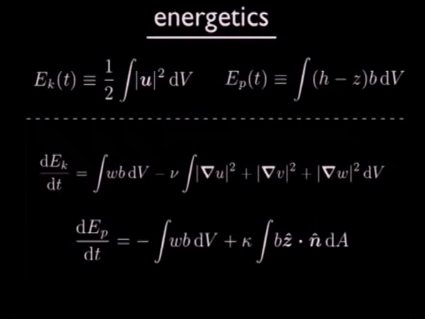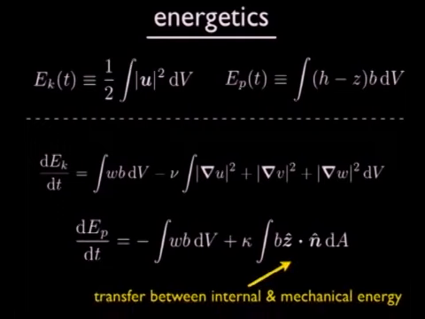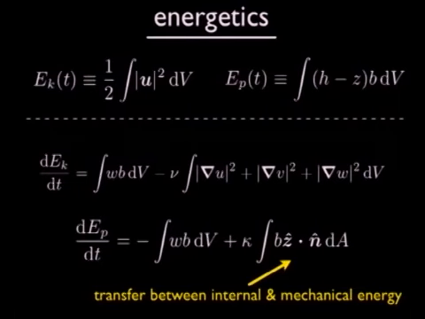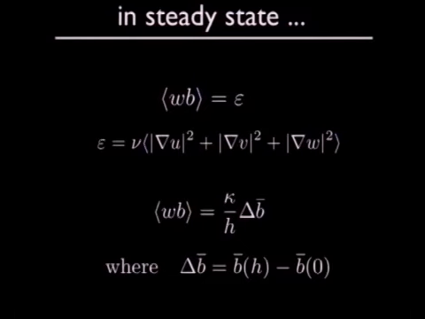Note, though, this is b z dot n, where z dot n is a normal vector pointing up from the upper surface and down from the lower surface. But this is not the buoyancy flux, this is the buoyancy itself. And from an energetic point of view, this is a transfer of energy between internal and mechanical energy. Okay? This is not a statement of the energetics associated with a diffusive buoyancy flux, but this is a transfer between internal and mechanical energy.